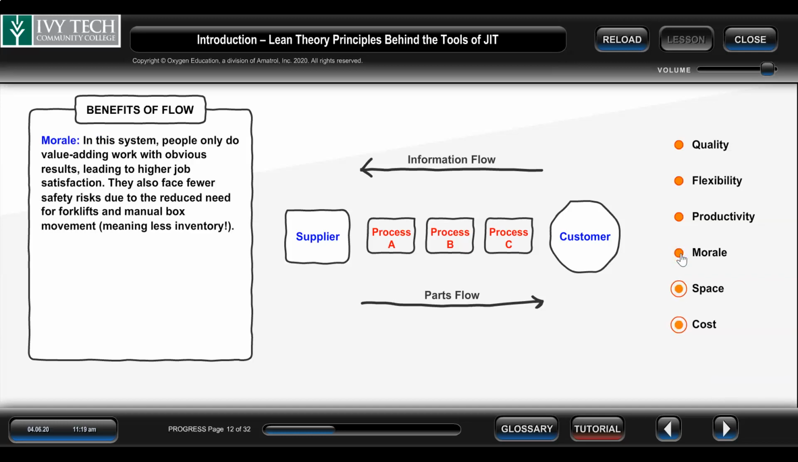Morale. In this system, people only do value-adding work with obvious results, leading to higher job satisfaction. They also face fewer safety risks due to the reduced need for forklifts and manual box movement, meaning less inventory.